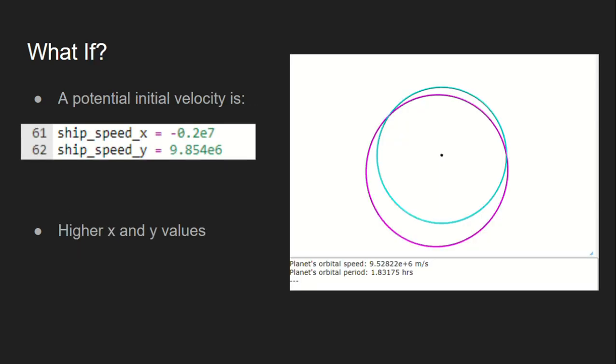For our what if question, my initial velocity needed to have a higher x velocity and a higher y velocity. I knew that my x and y velocities need to be higher because my original velocity allowed the spaceship to escape the black hole's gravitational pull.